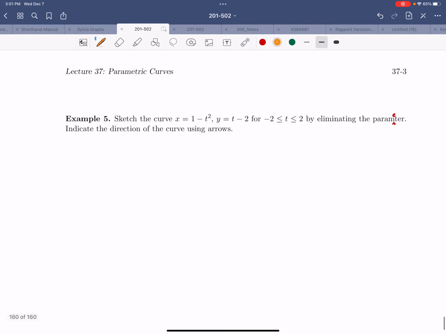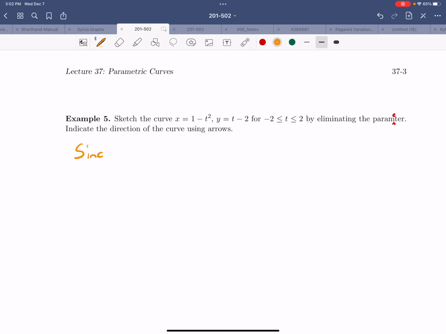Hey everyone, let's tackle two more examples of sketching parametric curves. In both cases, we're going to eliminate the parameter, and we're going to make sure to sketch the curve using arrows to indicate the direction in which we're graphing it. Remember that eliminating the parameter means that we solve for the parameter t for one of the variables, either x or y, and then plug it into the other one. So we always like to try to do it for x, but sometimes that's not feasible. Let's see what happens if we try it here.